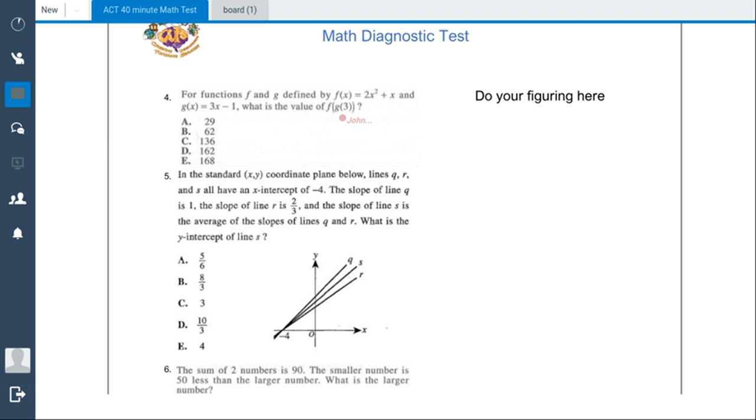This is a composite function question, so I'm going to work from the inside out. So I stick 3 into here first. 3 times 3 is 9, minus 1 is 8, so this is equal to 8. And then I take that 8 and I plug it in here for each value of x. So that's 8 squared, which is 64. 64 is 128 plus 8, and so that is C.